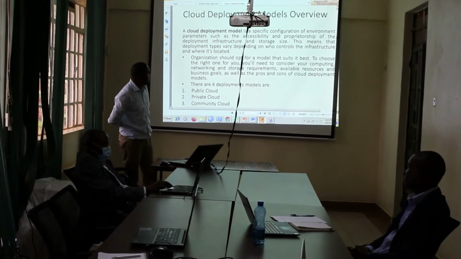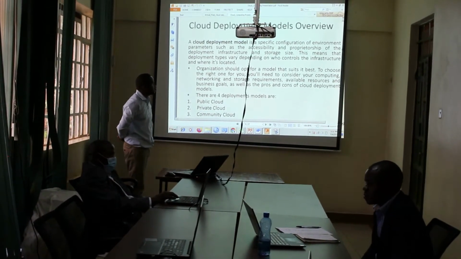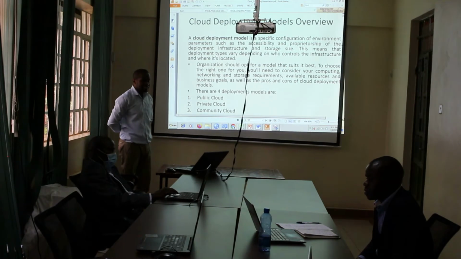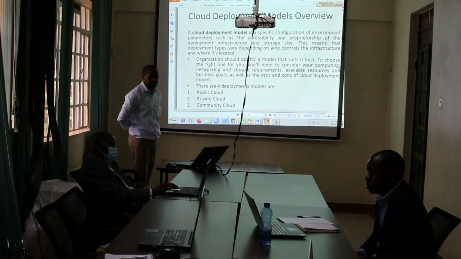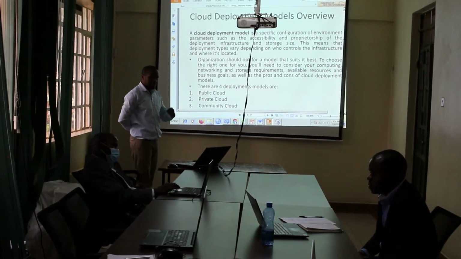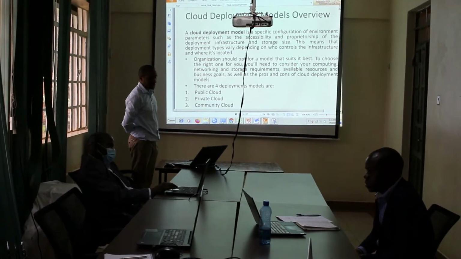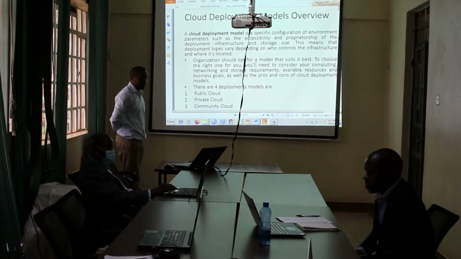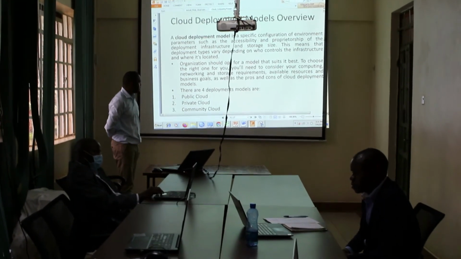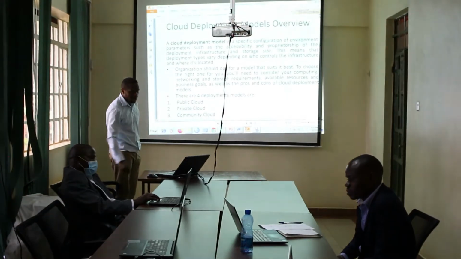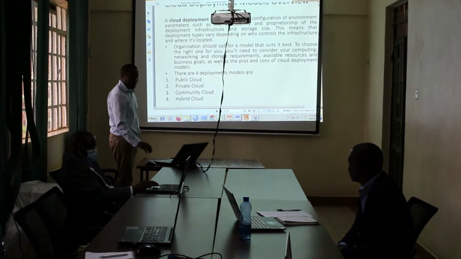Next is the cloud deployment models overview. A cloud deployment model is a specific configuration of environment parameters, such as the accessibility and proprietorship of the deployment infrastructure and storage size. This means that deployment types vary depending on who controls the infrastructure and where it is located. So we have basically four types of deployment of cloud computing systems or applications: public clouds, private clouds, community-based clouds, and hybrid clouds.